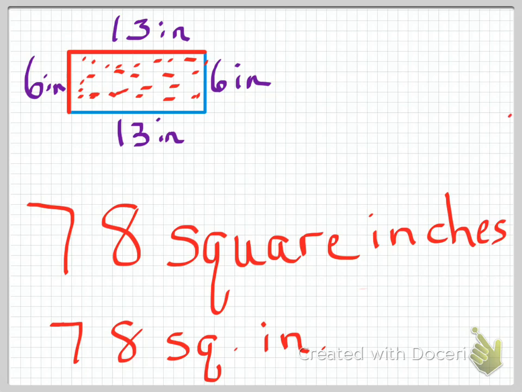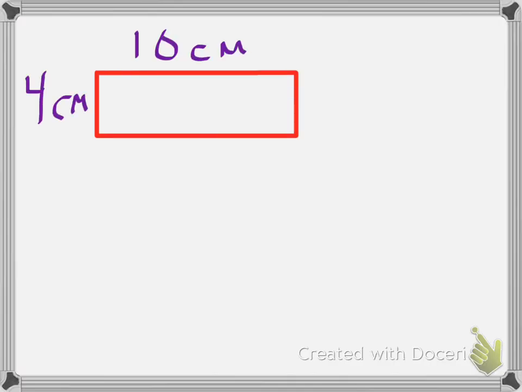All right, let's go ahead and do a practice. Okay, so we have this rectangle, with a length of 4 centimeters and a width of 10 centimeters. Go ahead and figure out what the perimeter and area is of this rectangle. Go ahead and pause me.